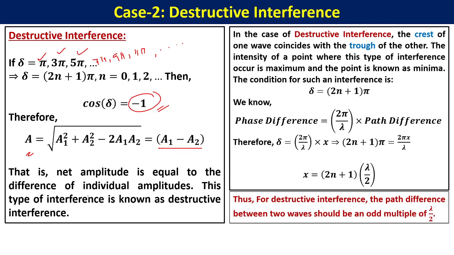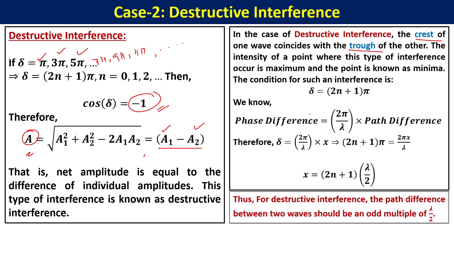So in this case, what happened? The net amplitude is equal to the difference of the individual amplitudes. The two waves which were superposed had amplitudes a1 and a2, and because of destructive interference, the final wave has an amplitude of a1 minus a2. So it is the difference of the amplitudes of the two individual waves. In destructive interference, the crest of one wave coincides with the trough of another wave.